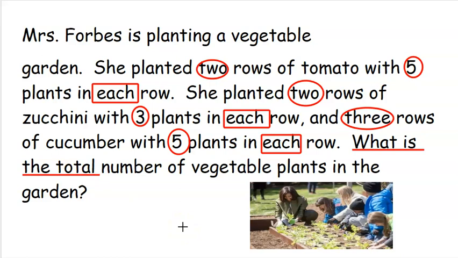So I'm looking at some very important numbers here. First of all, with the tomato: 2 rows of tomato, 5 plants in each row. 2 rows of zucchini, 3 plants in each row. 3 rows of cucumber, 5 plants in each row. And then what is the total? Remember, total means I'm looking for how many in all.